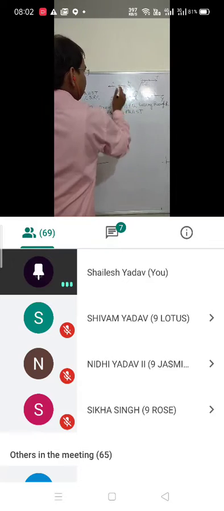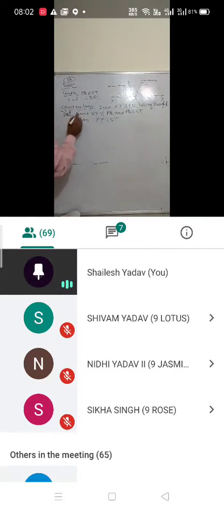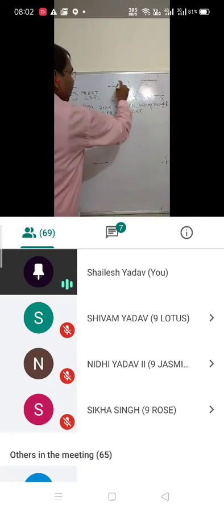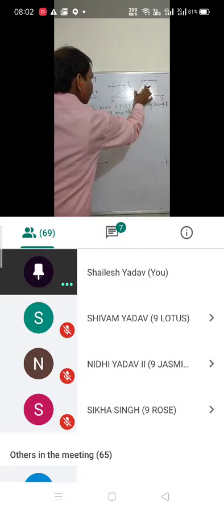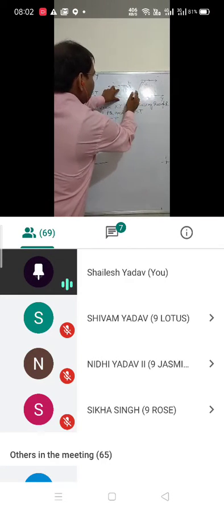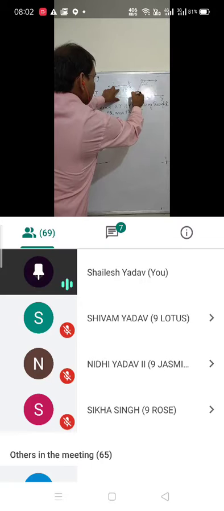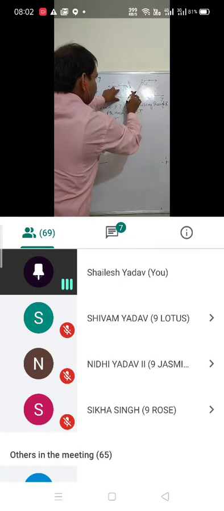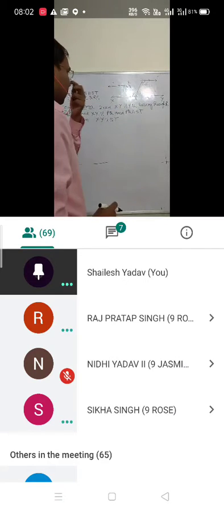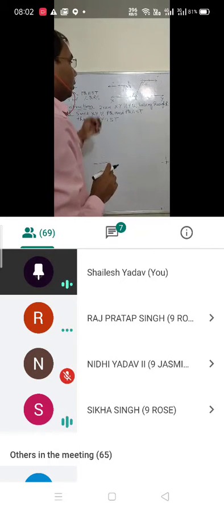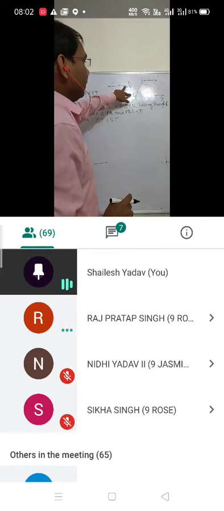Now students, I am going to write PQ and XY parallel. So here PQ and XY are parallel and one line is intersecting. So what will these two angles be called? If these two lines are parallel, one line is intersecting, what type of angles are these two? Any of the students? No, those are the co-interior angles.